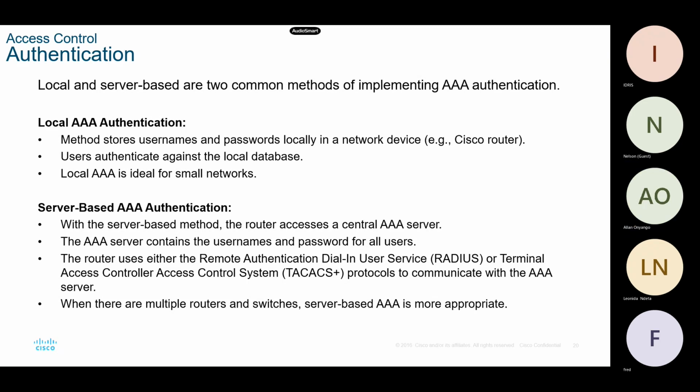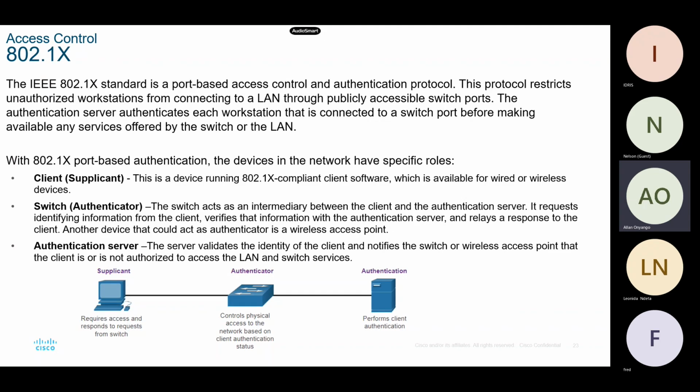This server-based method is whereby the router has to access the server for authentication, and the usernames and passwords for all the users are stored within this server. The router uses either of two protocols to implement it: either RADIUS, which is the Remote Authentication Dial-In User Service, or TACACS+, the Terminal Access Controller Access Control System, to communicate with the AAA server. So those are the two protocols. When there are multiple routers and switches, this server-based method is more appropriate.